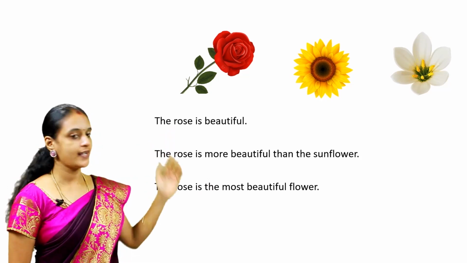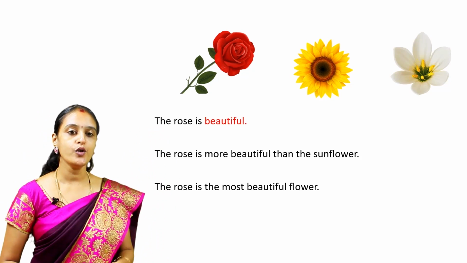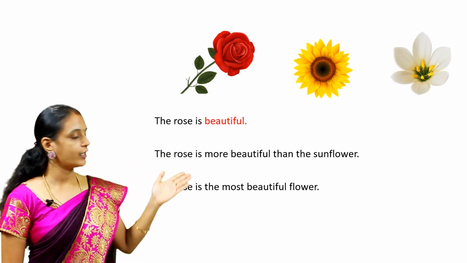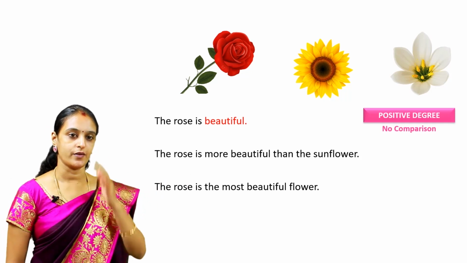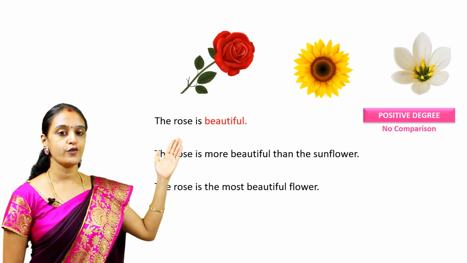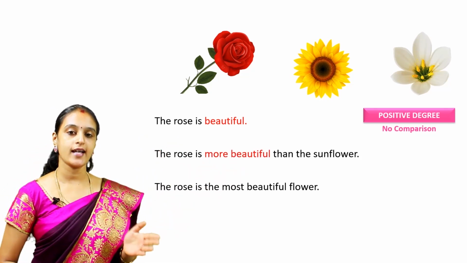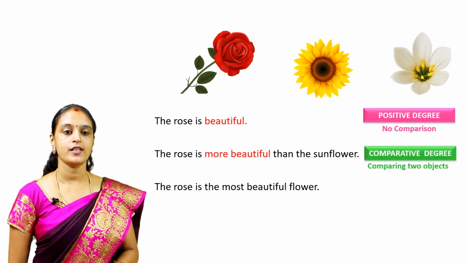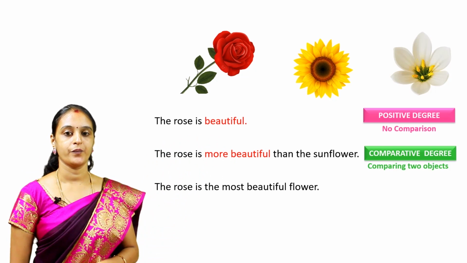Now look at the first sentence. The rose is beautiful. Here, beautiful is the adjective that denotes the positive degree. No comparison is made here. Look at the second sentence. The rose is more beautiful than the sunflower. Here, more beautiful is the adjective that denotes a comparative degree. The rose and the sunflower are compared here.